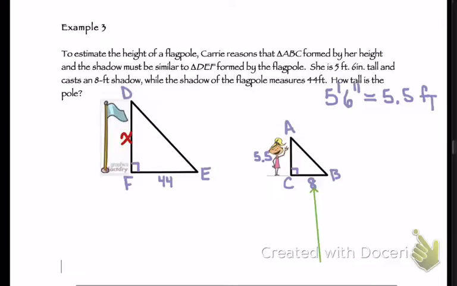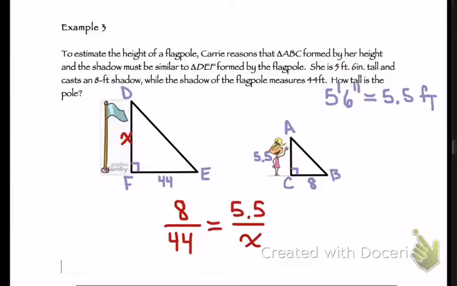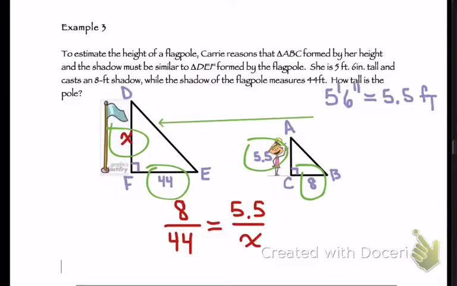Remember, shadows are on the ground. Shadows can't be up here, right? So shadows are on the ground. She casts an 8-foot shadow, while the shadow of the flagpole measures 44. How tall is the pole? Okay, so think about this. They're obviously similar triangles. I can set up a proportion. I decided to do 8 over 44, 5.5 over x. Notice I went from small to big triangle.